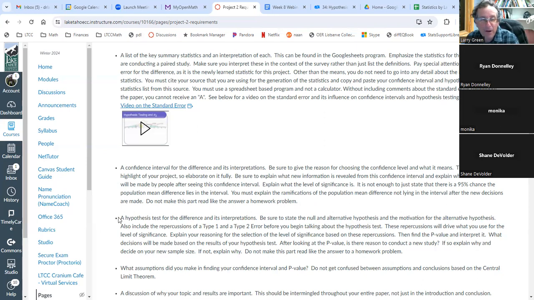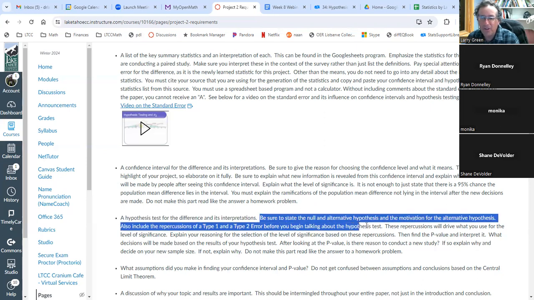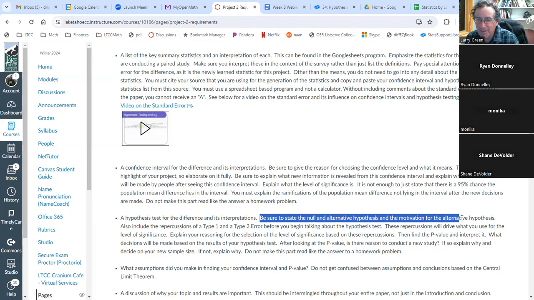The other main part of the paper is a hypothesis test. So that's why I'm focusing on these two. That should be most of your paper. So, hypothesis test for the difference and its interpretations. Be sure to state the null and alternative hypothesis and the motivation you had for an alternative hypothesis. Why is it that you thought the alternative hypothesis would be true? And why would that help the client make decisions? Everything's about decisions, by the way.